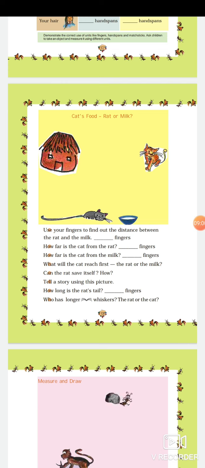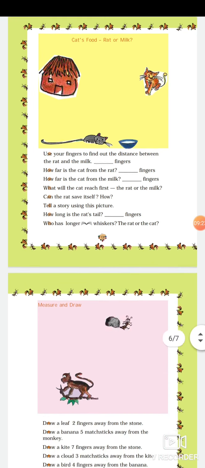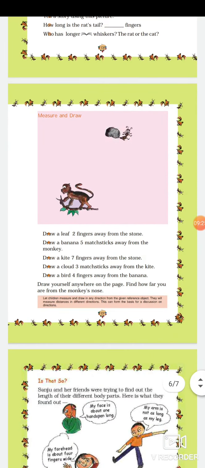How long is the rat's tail? Rat's tail, how long, by using the finger you can write. Then who has longer mustache or whiskers? Okay, whiskers, you know, have you seen the rat and cat, they are having whiskers. So the rat or the cat, which has the longer whiskers, you can write.